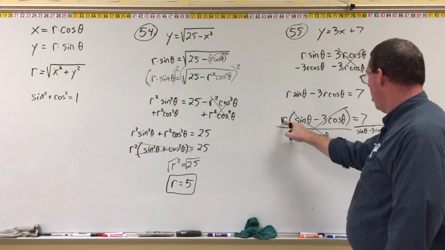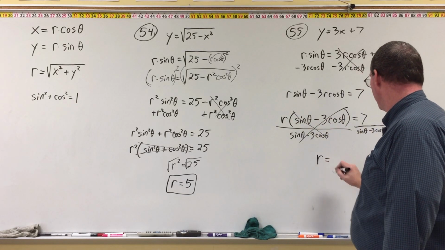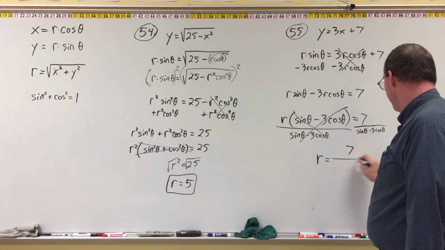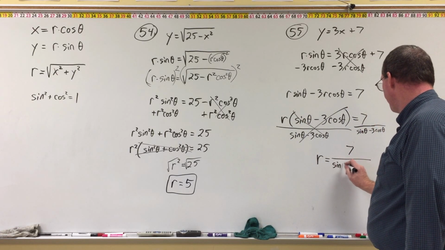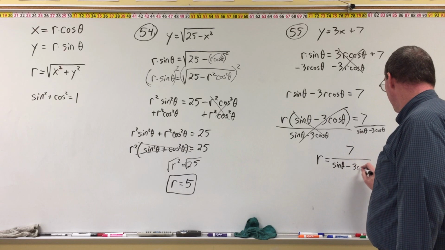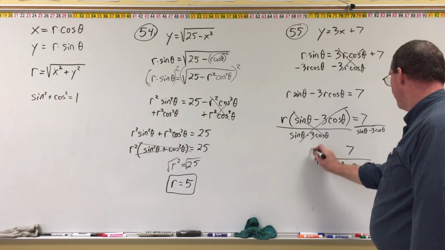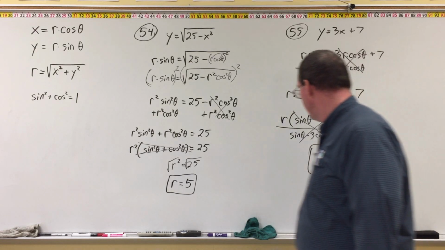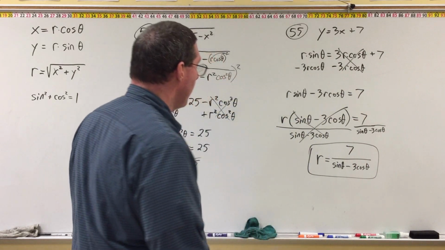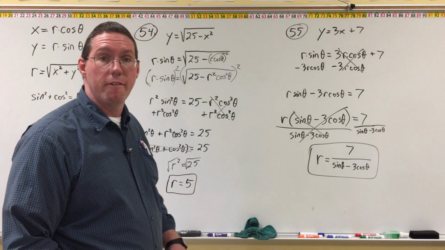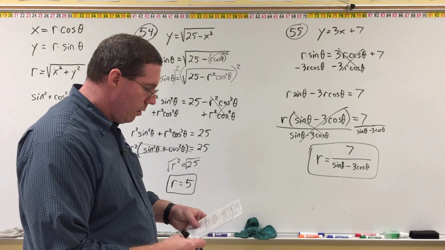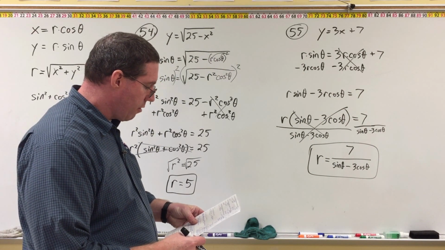This cancels. r equals 7 over sine of theta minus 3 cosine theta. And therefore, this is the final answer for question number 55. Okay? All right, let's go on to 56.